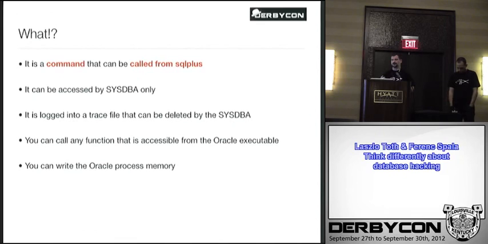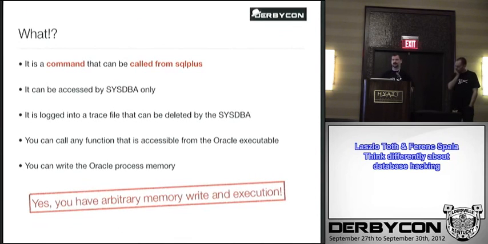And there are two very useful functions for an attacker. You can call any function that is accessible from the Oracle executable. And you can write the Oracle process memory. Of course, you can read it. So yes, you have arbitrary memory write and execution. So the holy grail of exploit developers.